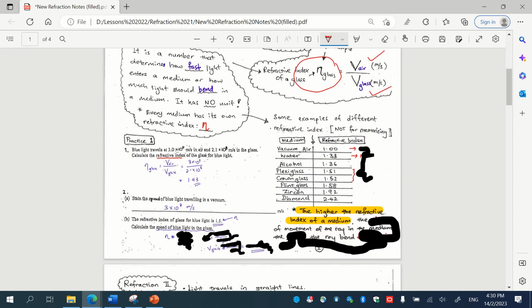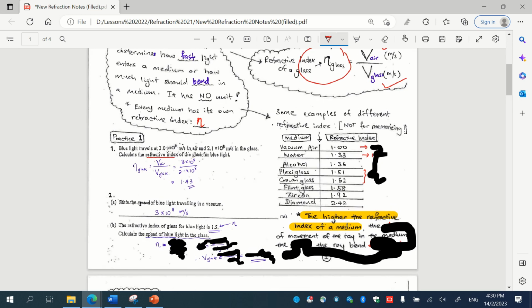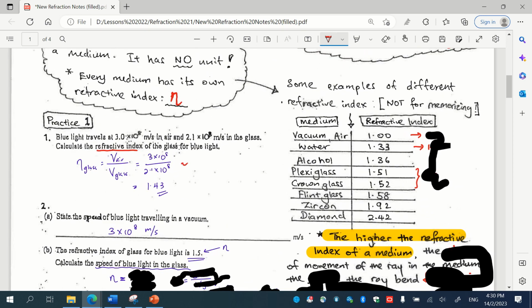And we have completed one example here, if you recall. When you are given the speed of light traveling in air, and the light went into glass and is traveling at 2.1 times 10 to the power 8, all you need to do is take the speed of light in air over speed of light in glass, and you get the refractive index of the glass.